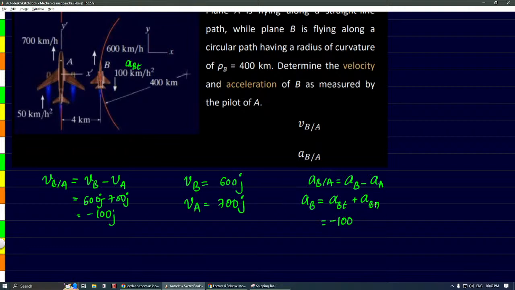And normal acceleration always acts towards the center, no? Towards the center, and its formula is v square over radius. So radius of curvature rho, not T, it is the Greek alphabet rho. So v square by rho. So substitute them, you will get it.